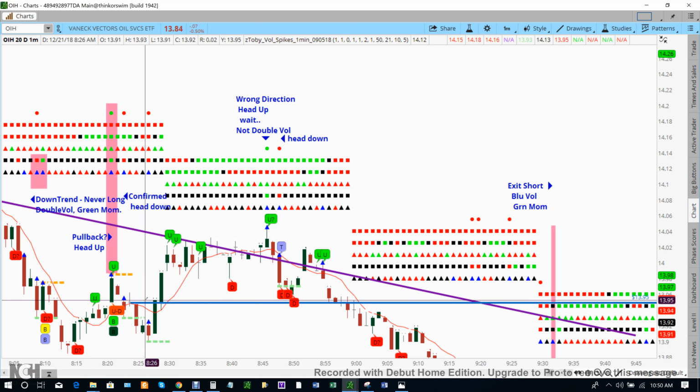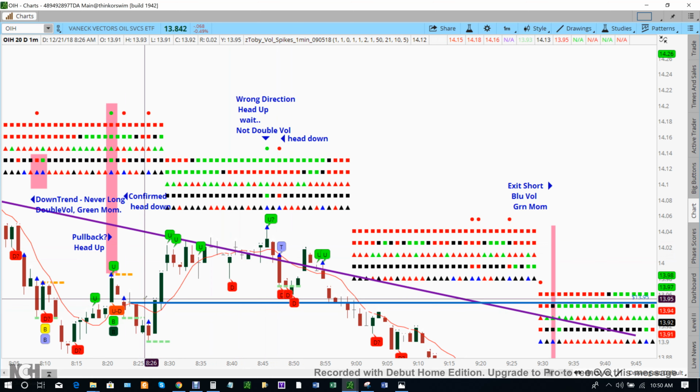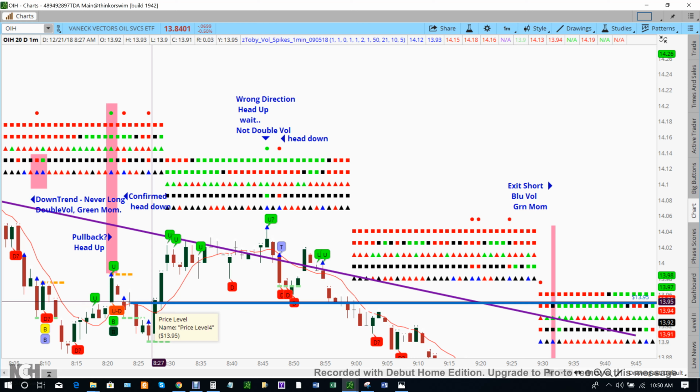Obviously, if we would have known the future, this would have been a better place to get in. But it's okay. It still works. So we got in here. This was our enter price. Now we're trying to see when to exit.